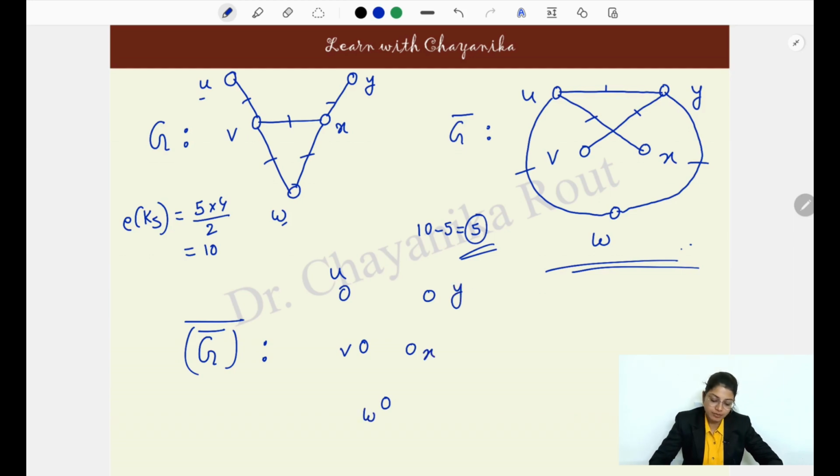Its complement will contain those edges which are not present in G bar. So G bar does not contain the edge between uv, so we draw uv. Similarly, we draw yx, we draw vx, we draw vw, and we draw xw. These are the non-adjacent pairs in G bar, so they will be present in its complement. See, we obtained the same graph as G. So this is basically the idea: if we find the complement of a complement, it gives us the graph itself back again.